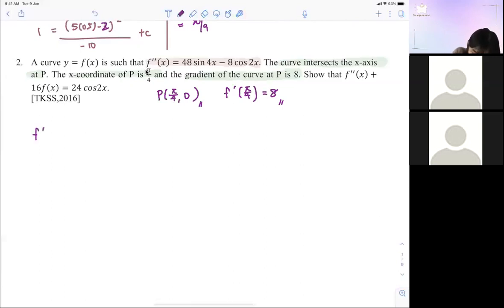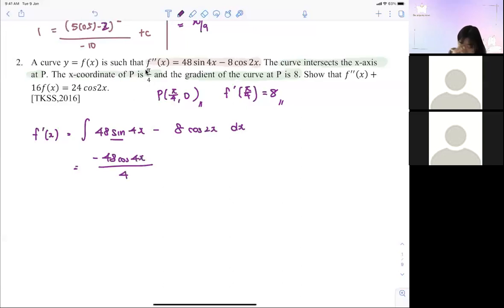How about Joshua? So for f prime x, you just have to integrate your f double prime x first. Then integrate sine is what, Dylan? Integrate sine is minus cosine. Minus cosine, then divide by 4, right? Yes, very good. Integrate of cosine is just sine, so divide by 2. Don't forget to put your plus c.